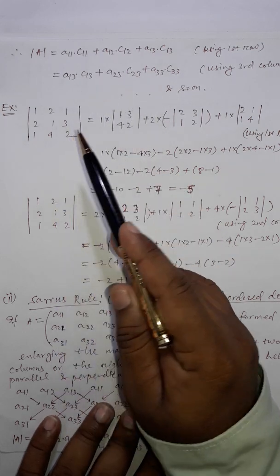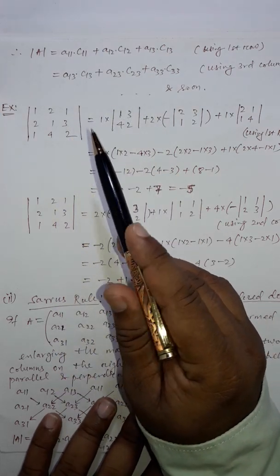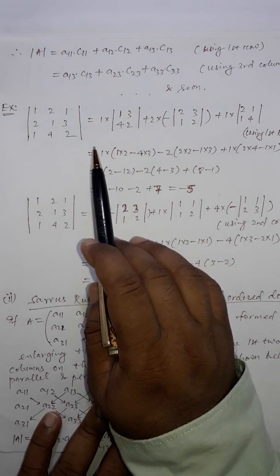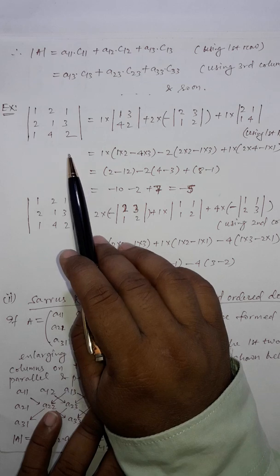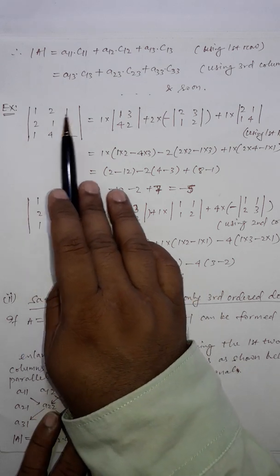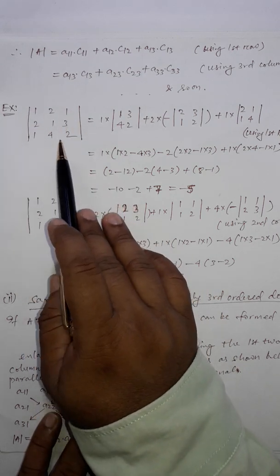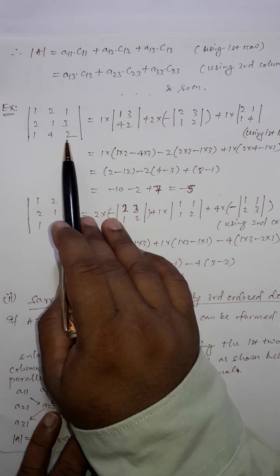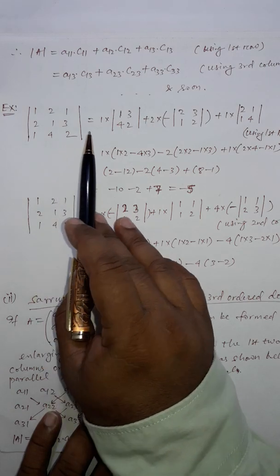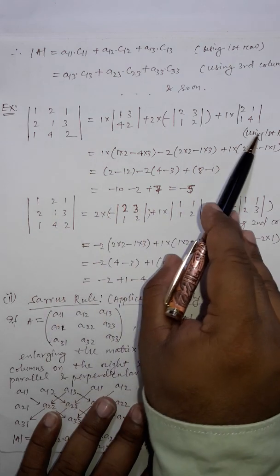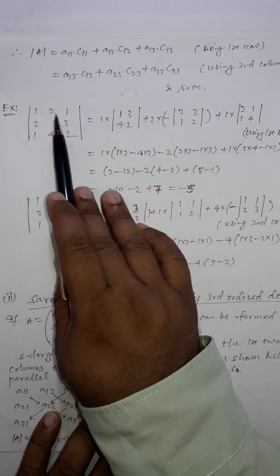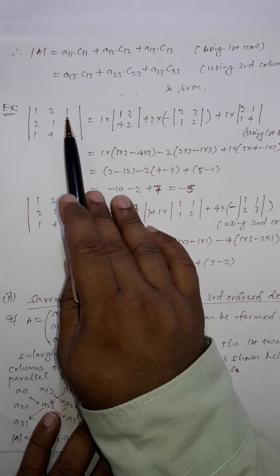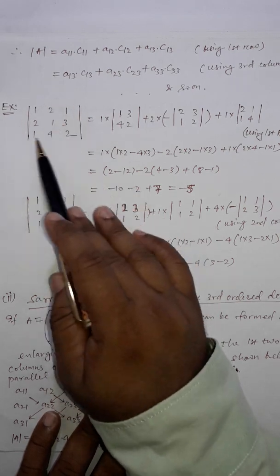So, this is a very beautiful law which is applied for any order determinant. Let us discuss this through one example. I have taken this determinant of which I need to find the determinant value. I want to find it first of all by using the first row. So, using the first row, let us find the value of this determinant.